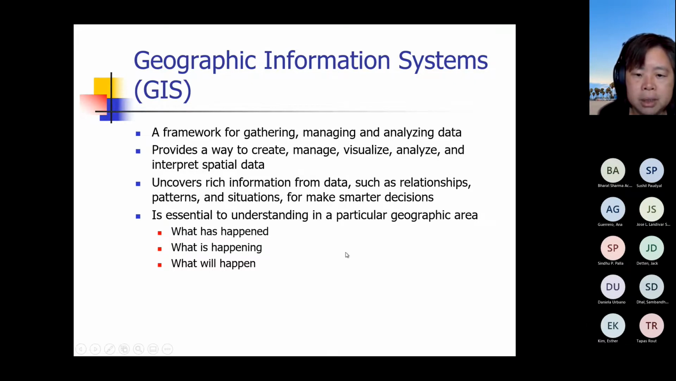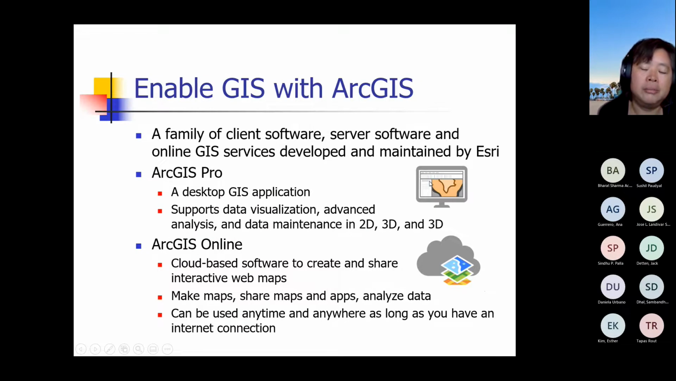So when we talk, there are many GIS software. Some are open source, free, like QGIS. But for us, the world-leading product is ArcGIS, developed by Esri. ArcGIS is a family of client software that includes many products, including ArcGIS Pro, ArcGIS Online, ArcGIS Server, and many other products.